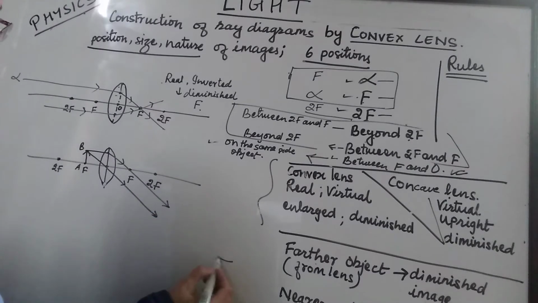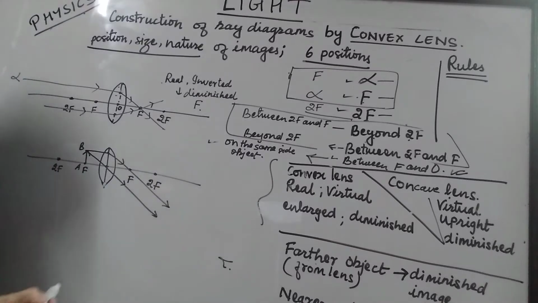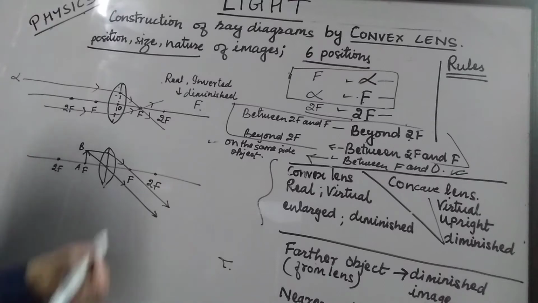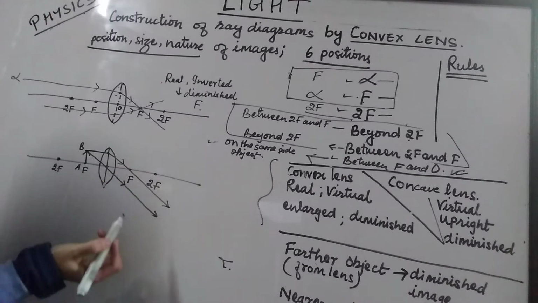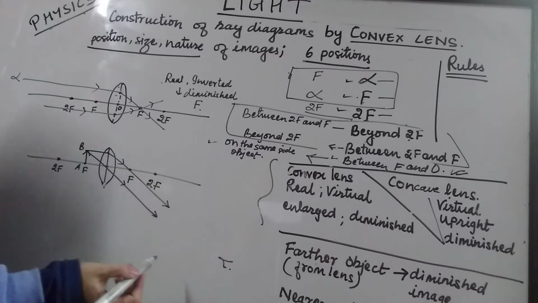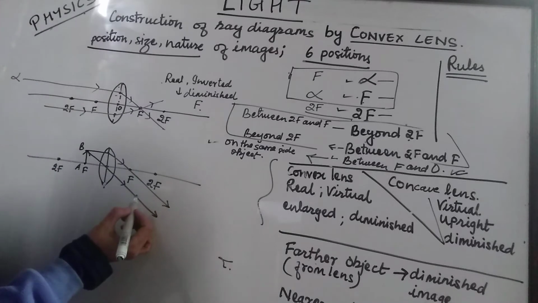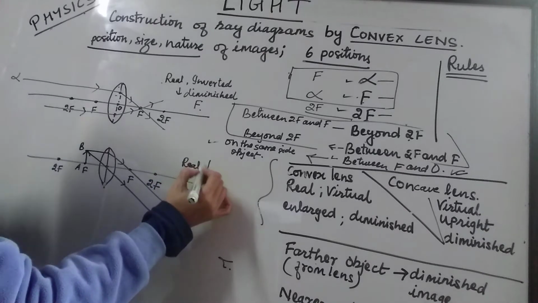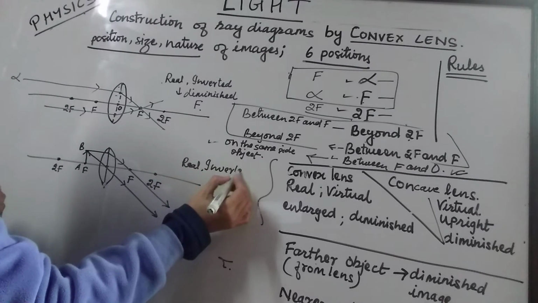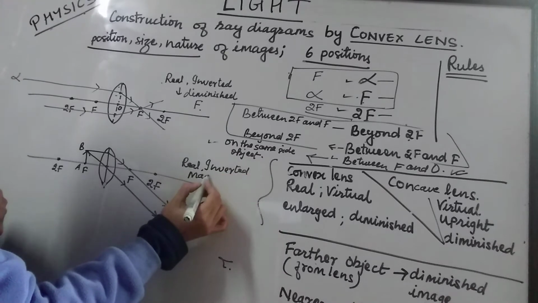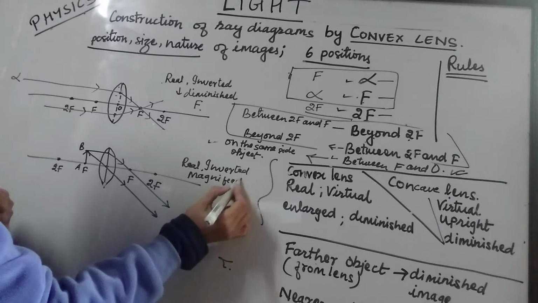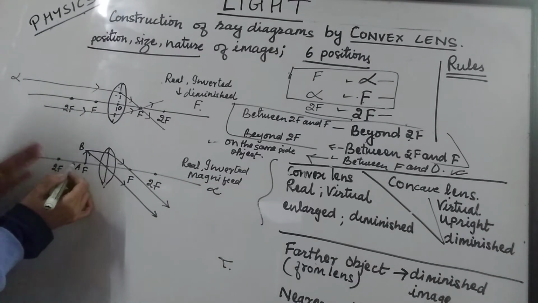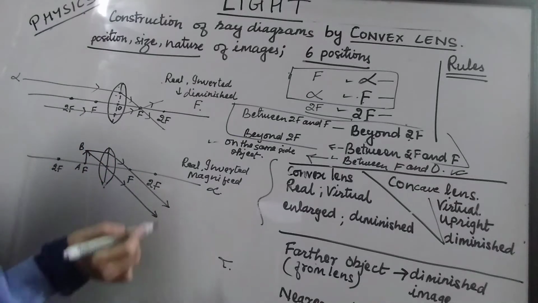Image will be formed at infinity distance, and it will be very much enlarged, because it is very close to the lens. I told you, closer to the lens, bigger is the image, no? So the nature of the image will be real, inverted, and magnified. Real, inverted, magnified, and infinity position, because the object is at F, focus. Focus, infinity; you have to remember it this way.